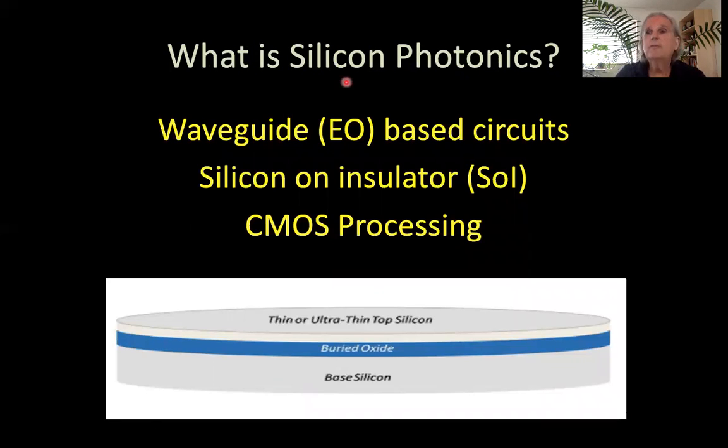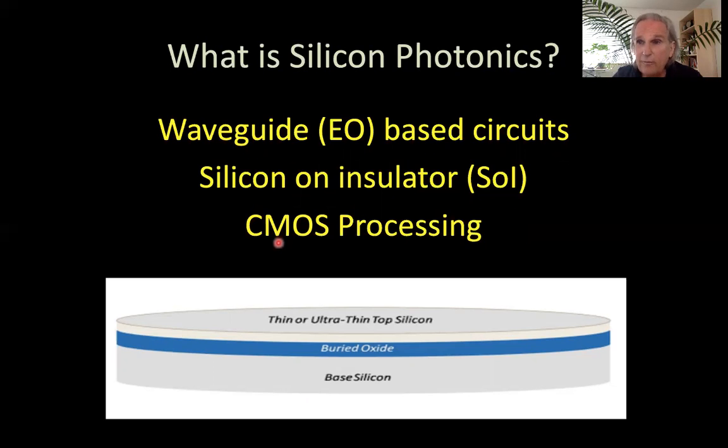Well, now that we've said how much silicon photonics sells and how expensive it is and where it goes in circuits, maybe it's time that we should define what silicon photonics actually is. Silicon photonics is waveguide-based, electro-optic waveguide circuits. They are fabricated on silicon on insulator wafers, which are diced into silicon on insulator chips.